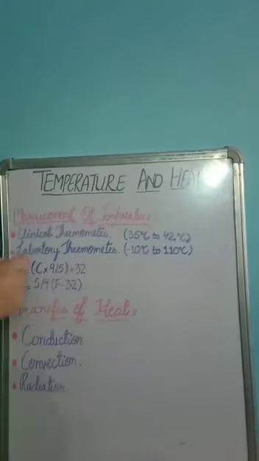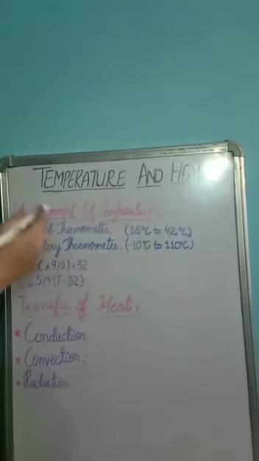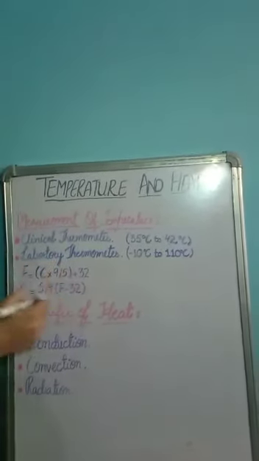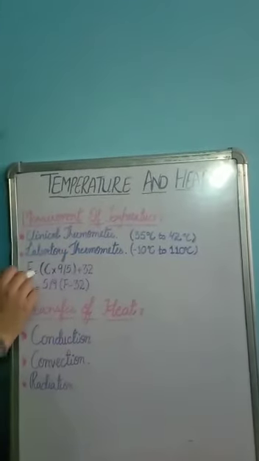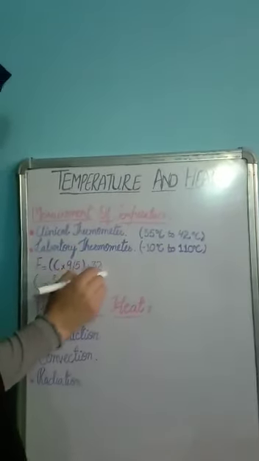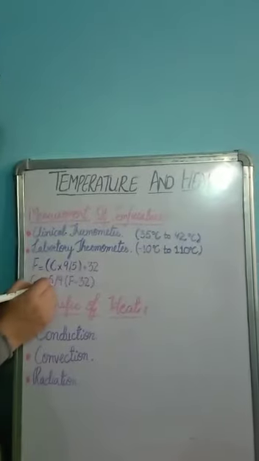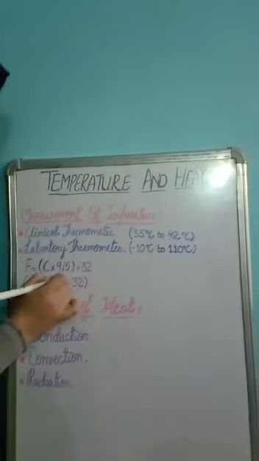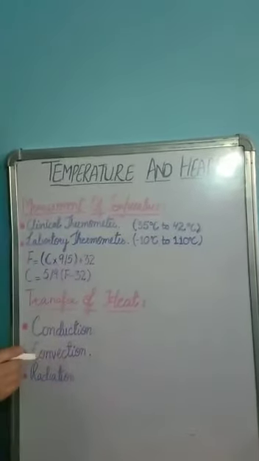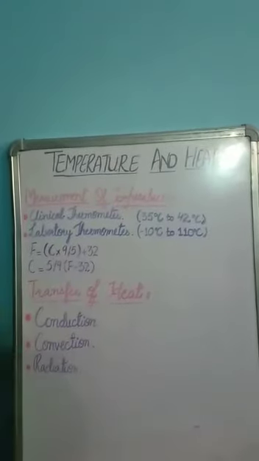Now, conversion: we can also convert Fahrenheit to Celsius and Celsius to Fahrenheit by this equation that we have here. Fahrenheit is equal to Celsius into 9 by 5 plus 32, and Celsius is equal to 5 by 9 into Fahrenheit minus 32. Now let us move towards heat.